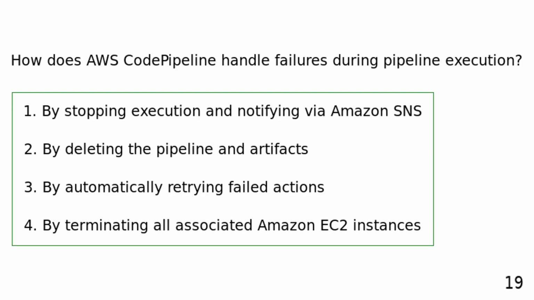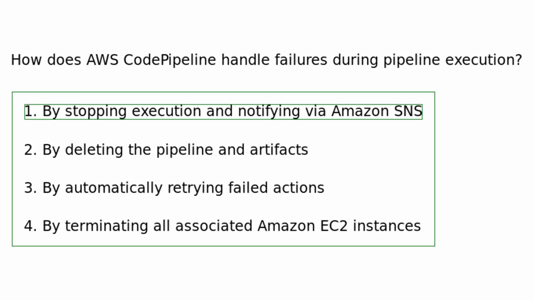How does AWS CodePipeline handle failures during pipeline execution? By stopping execution and notifying via Amazon SNS. By deleting the pipeline and artifacts. By automatically retrying failed actions. By terminating all associated Amazon EC2 instances. AWS CodePipeline handles failures by stopping execution upon encountering a failure and notifying via Amazon SNS.